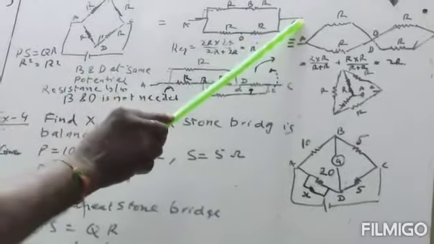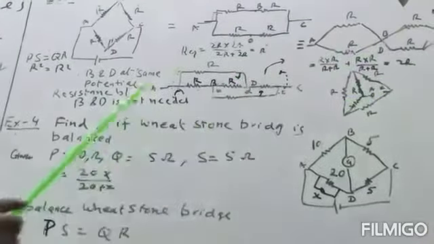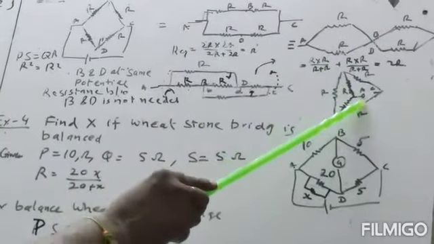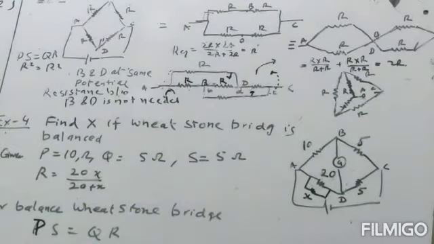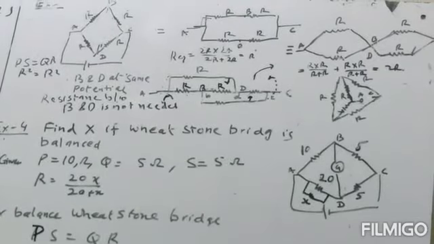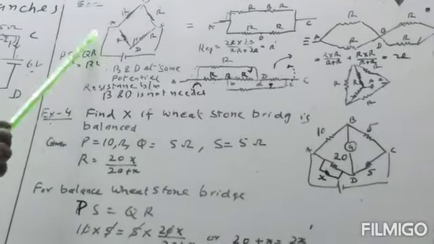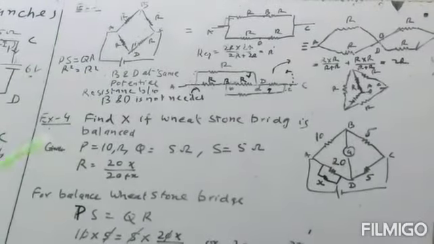For this, between A and B, resistance is R. For this A and B, resistance is R. And for this A and B, resistance is R. So all these circuits are of the same type, they are Wheatstone bridges, and the resultant resistance between the two ends A and C is R.